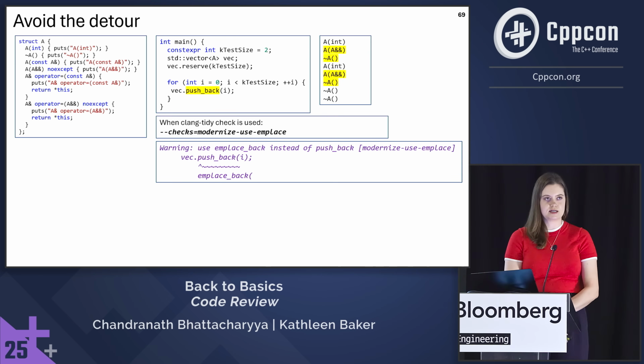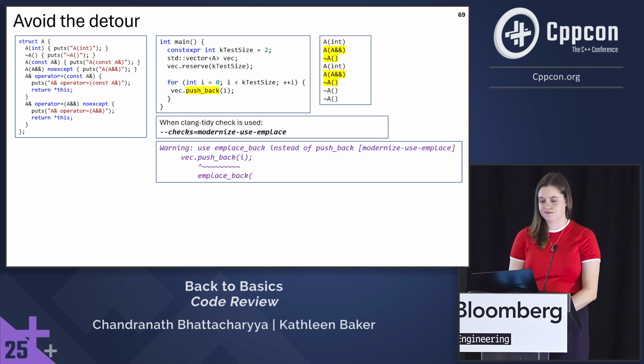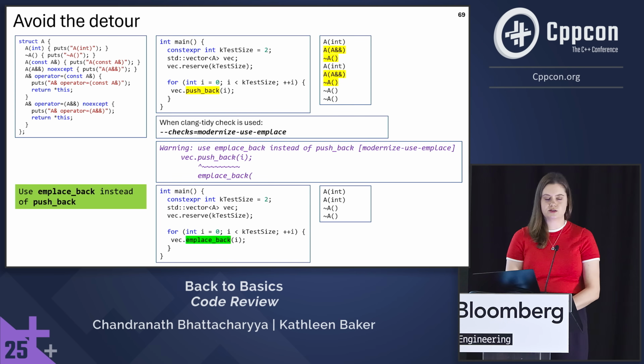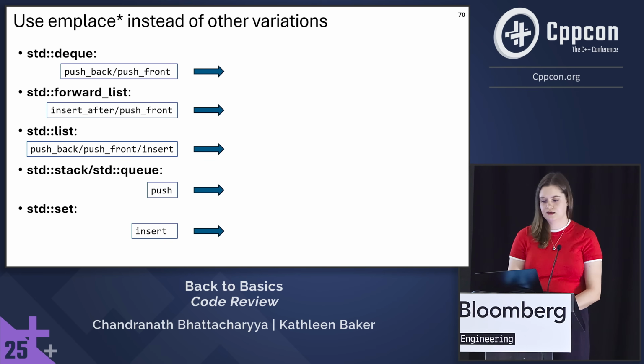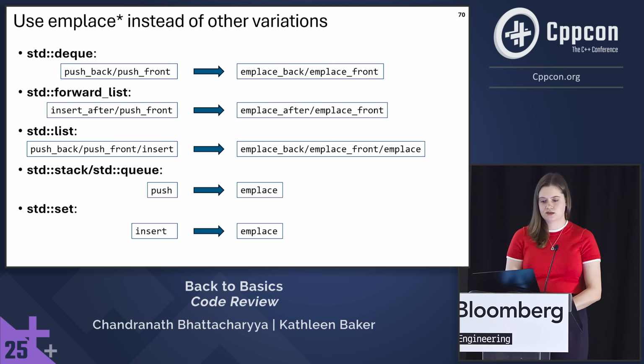We can use the clang tidy check, modernize use emplace, and this will tell us to use emplace_back instead. So we'll try that out, and now we can see temporary objects are no longer created. So use emplace_back instead of push_back in this case. It also applies to many other containers, like deque, forward list, list, stack, queue, and set. Instead of push or insert, use emplace instead.